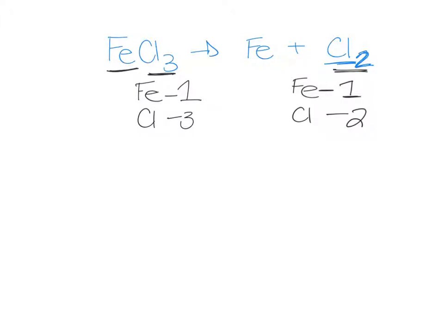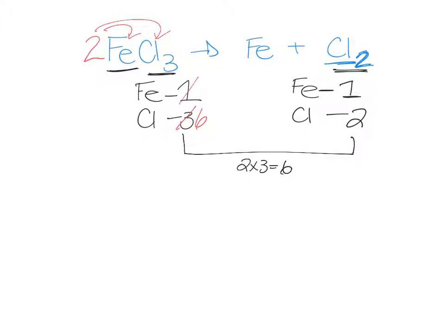Okay, now we need them to be the same. So to get these two to be the same, I'm going to go, okay, 2 times 3 is 6. So I need them both to be 6. In order to get this to be 6, I'm going to put a 2 in front of here, because 2 times the 3 gives me 6. Notice that this also changed the iron though, so now I have 2 irons on this side.